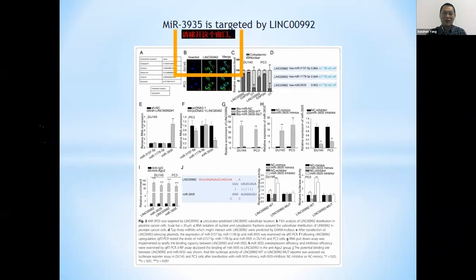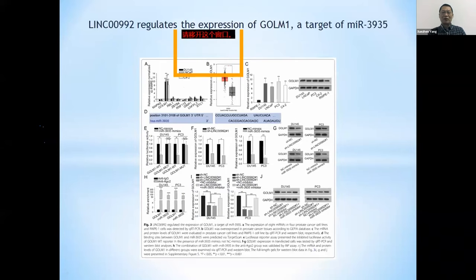Okay, so taken together, microRNA 3935 can bind this first gene, linc00992. It was a downstream gene of linc00992. So let's go to the third slide. It's for the third gene, GLUL1.